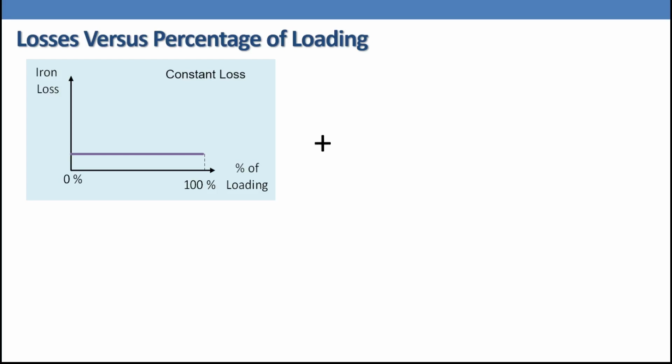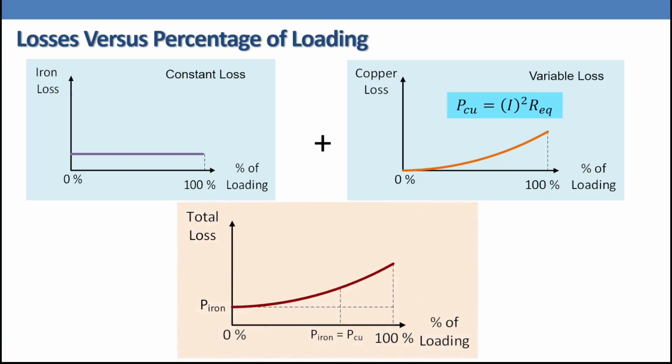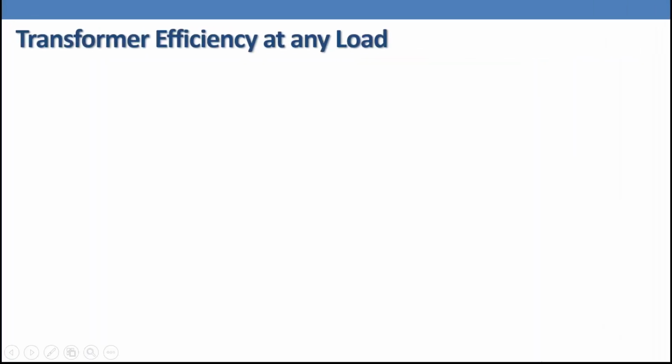We have another type which is copper loss, and copper loss follows the parabolic format where P copper equals I square R equivalent. This is why we call that one variable loss. The total loss will be the addition of the two curves, and it's clear here that the losses will be affected by percentage of loading, and in consequence, the efficiency of the transformer will be affected by the percentage of loading as well. So how to calculate the efficiency at any load?